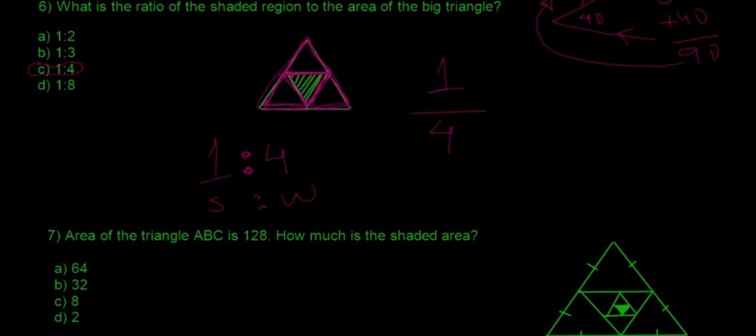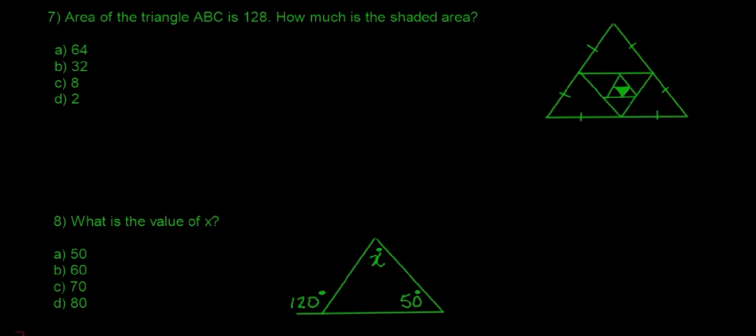Until they bring in numbers, like in question number 7. They've got in a few numbers. They're saying that the area of the triangle is 128. This is the triangle ABC, and the area of it is 128. Let's see how we can work out the area of the shaded region.